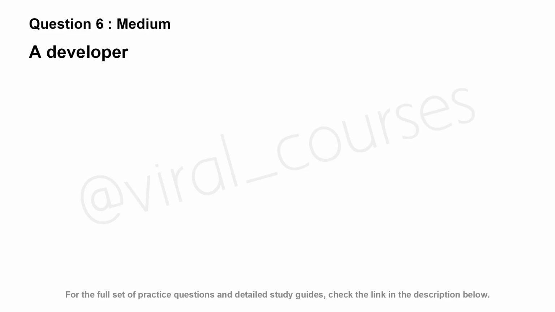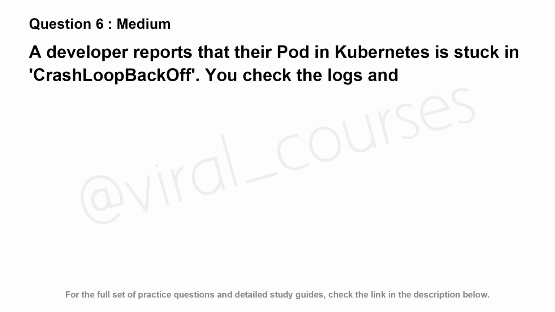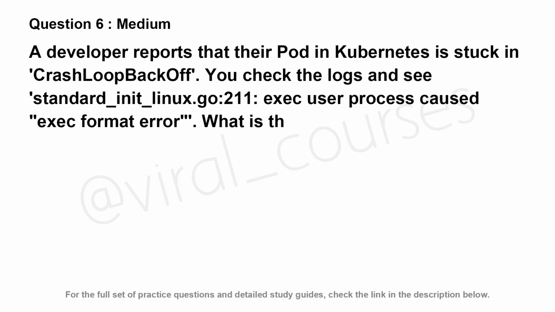A developer reports that their pod in Kubernetes is stuck in CrashLoopBackOff. You check the logs and see: standard_init_linux.go:211: exec user process caused: exec format error. What is the most likely cause?